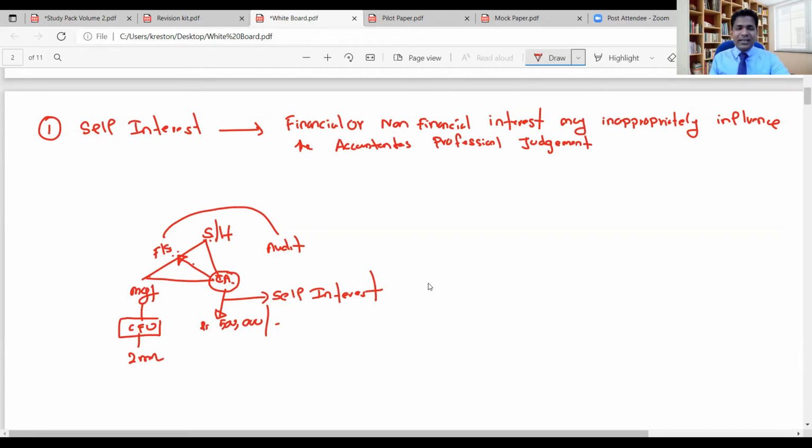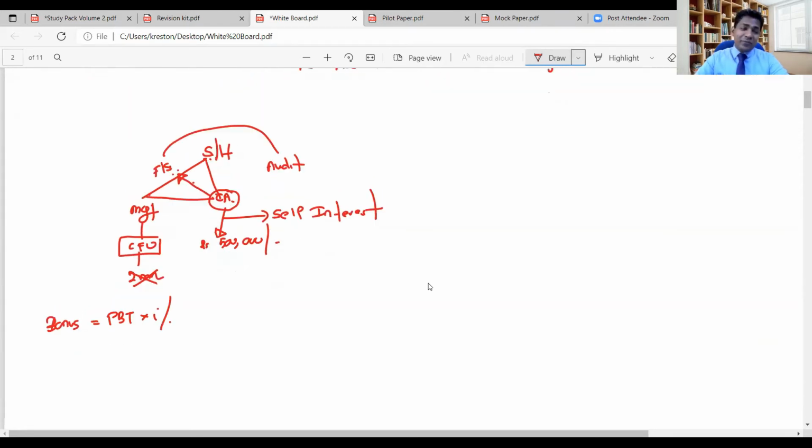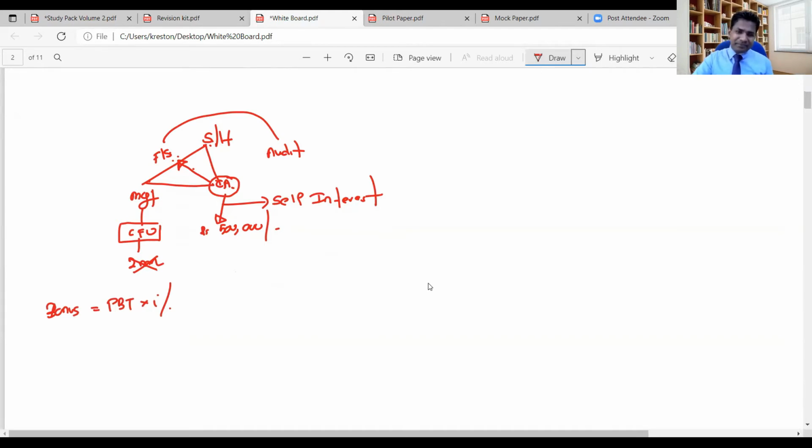One more example. Let's say this particular CFO's bonus is decided as 1% of PBT. The CFO has been informed by the board of directors, if you earn the profit, that profit times 1% will be your annual bonus. As a CFO, what is your job role? Your job role is to give the correct financial position to the shareholders. Now with this, what's going to happen? And you know, if I increase even 100,000 rupees of profit, I will get 1,000 rupees as my bonus.